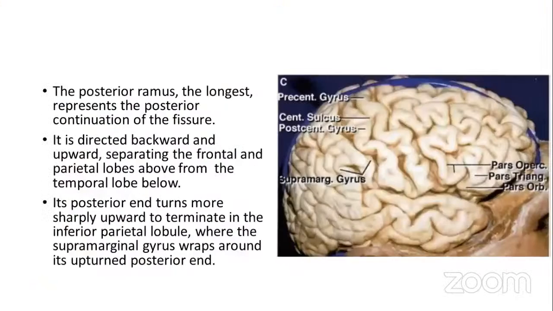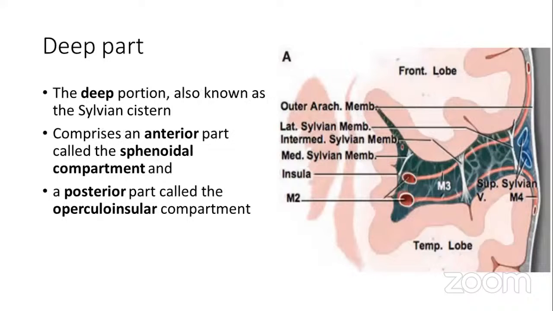Everyone else mute yourself other than me. There are two parts, the superficial part and the deep part. The superficial part is exposed on the lateral surface, and the medial part extends medially to the insula. The deep part is further divided into two parts: the anterior part, that is the sphenoidal part, and the posterior, that is the operculoinsular part. So can you explain where these three parts are here?